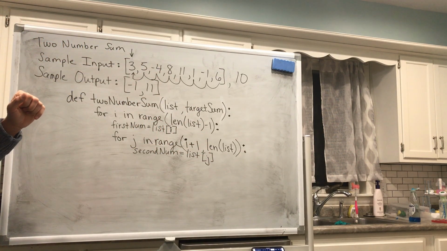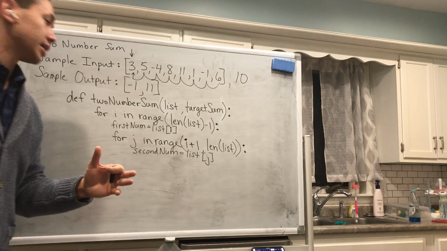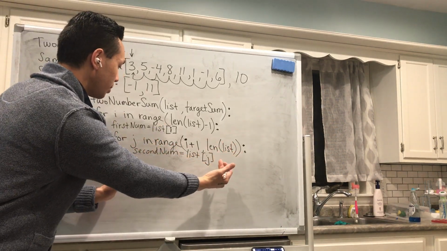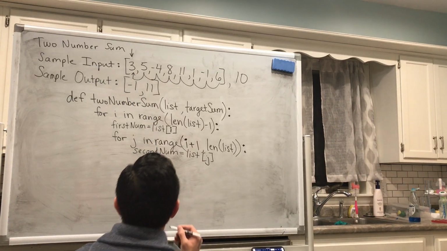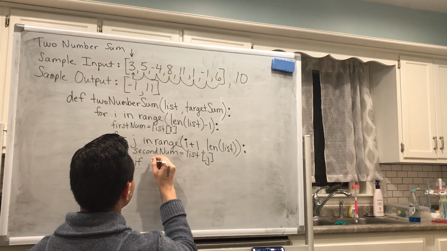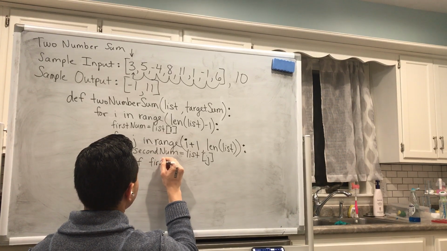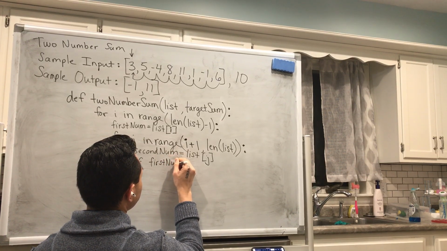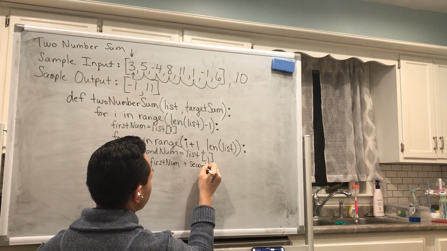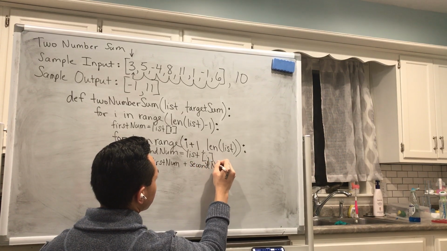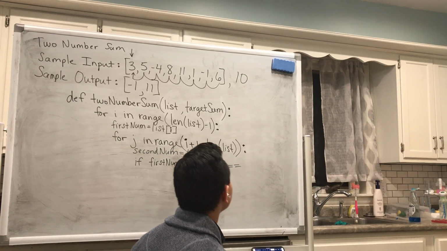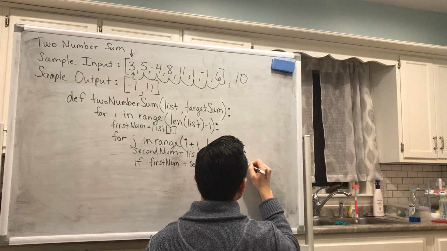Okay. And I believe the next step is evaluating. Now we have access to both of these variables because we're inside of the inner for loop. Here's what we do next. We'll create a little if statement. If first num plus second num double equals, non-strict equals, target sum.